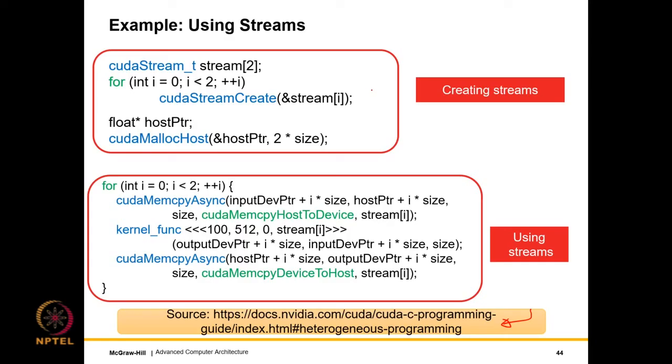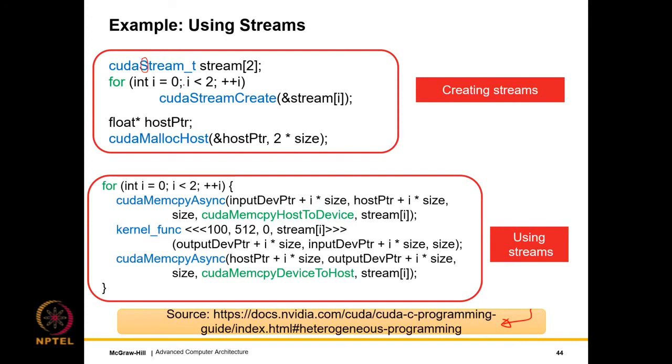So, how do we create streams? Well, that's simple. We have this cudaStream_t type. Kindly note the nomenclature that NVIDIA is using. Every consecutive word, let's say cuda, starts with a small c, but then Stream starts with a capital letter, and _t denotes a type. So cudaStream_t is a stream type. So we create two streams.